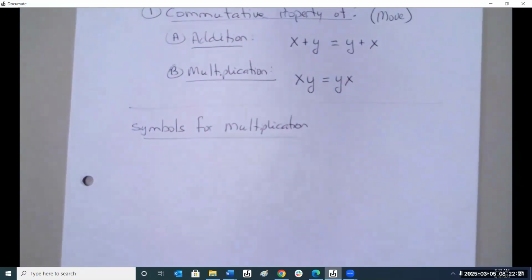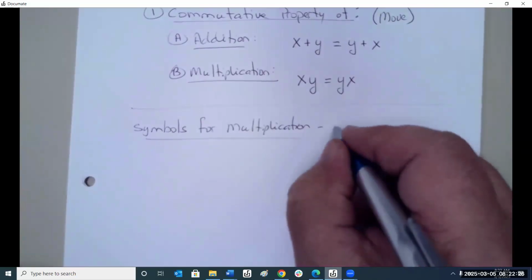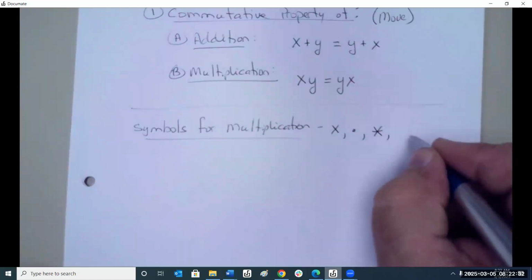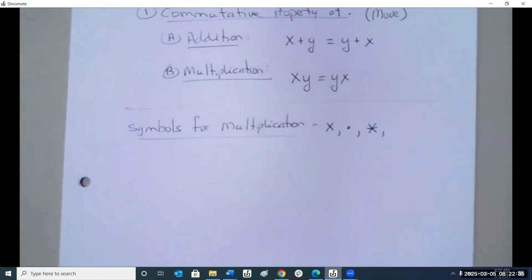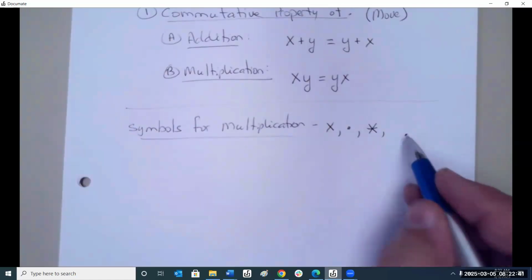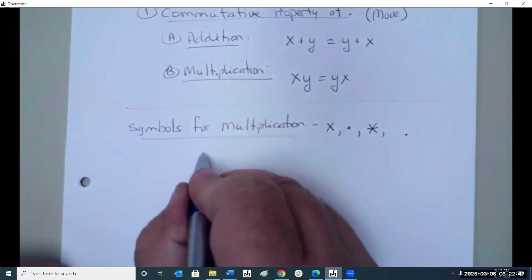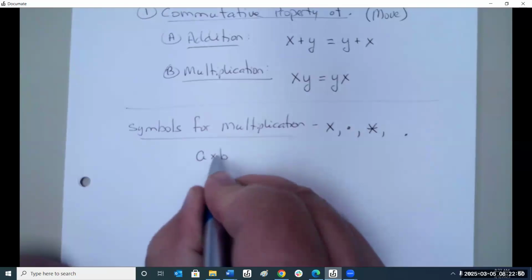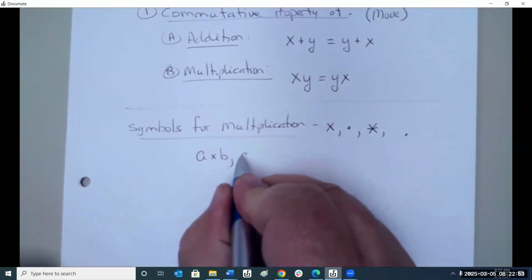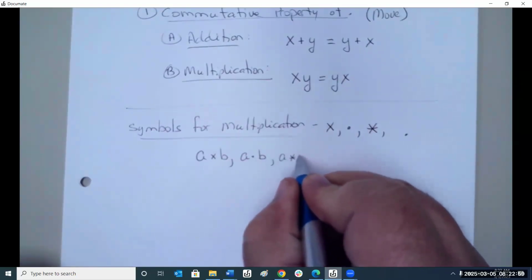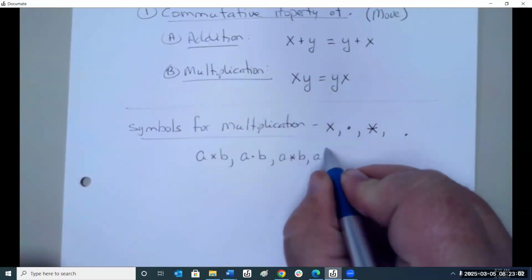What are the symbols for multiplication? Those are the four symbols. That's a period at the end of it. Because we can have A times B.